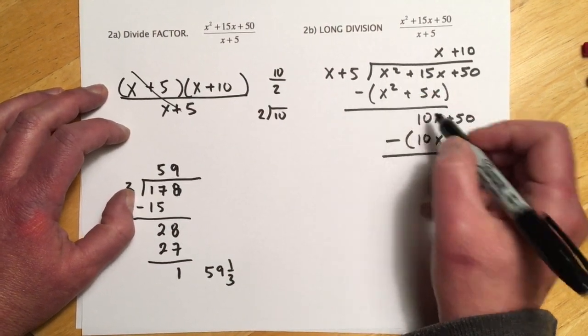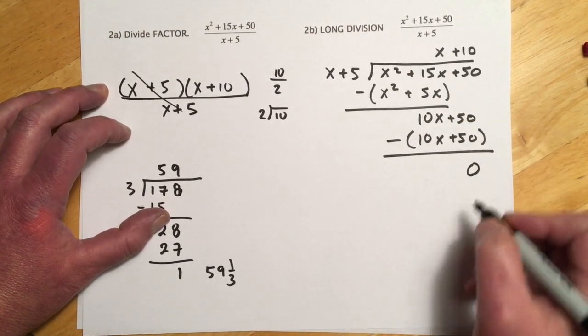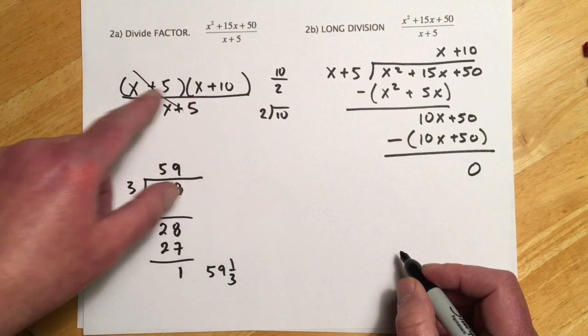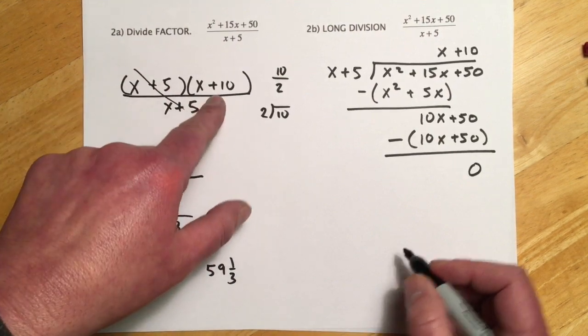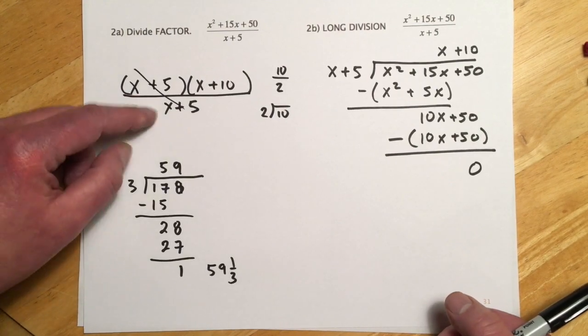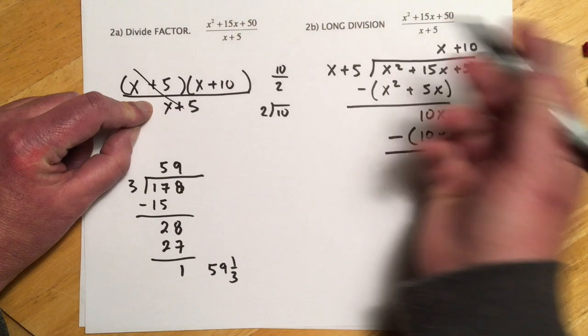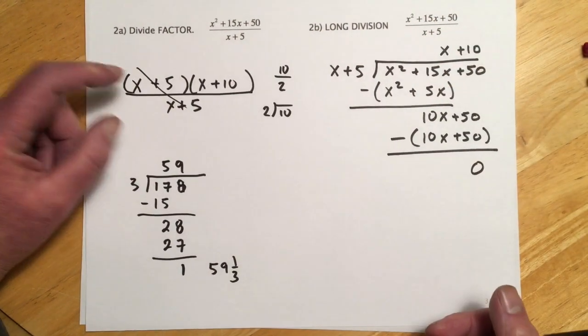So 15 minus 5 is 10. So here 10 minus 10 is gone, 50 minus 50 is gone, remainder 0. That makes sense because it factored, it went in evenly, canceled, so we got the exact same x plus 10 in both places. So if you can factor, oh my gosh, is that easier? But sometimes you can't factor these, sometimes it's not factorable, and then this is what we've got.